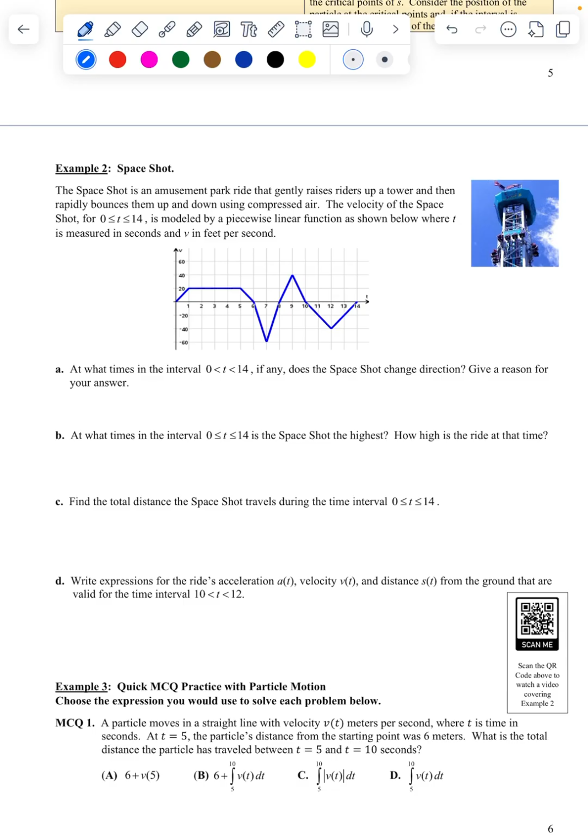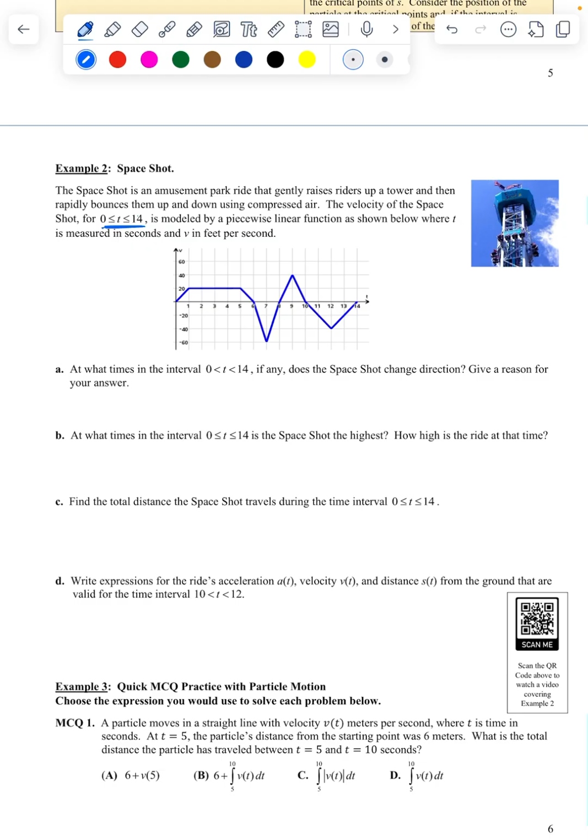So the Space Shot is an amusement park ride that gently raises riders up a tower and then rapidly bounces them up and down using compressed air. The velocity of the Space Shot for time from 0 to 14 is modeled by the piecewise linear function shown below, where t is measured in seconds and v in feet per second. So part A is basically asking at what time in the interval, if any, does the space shot change directions?